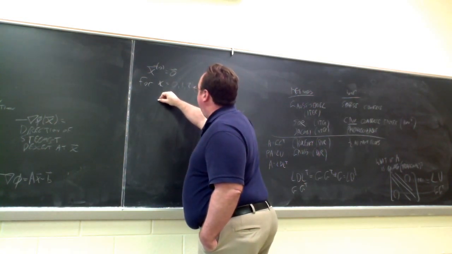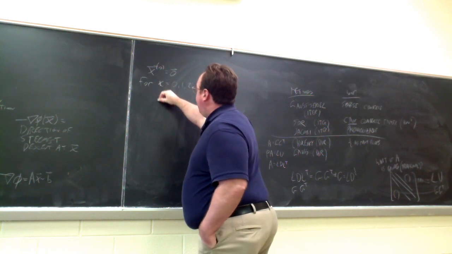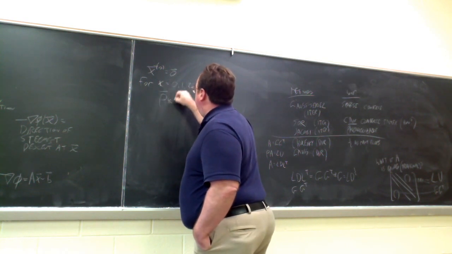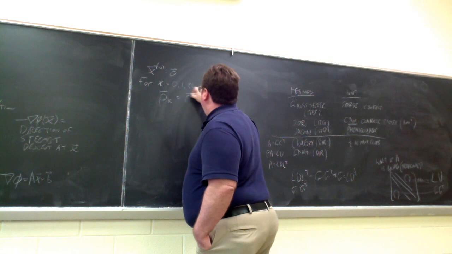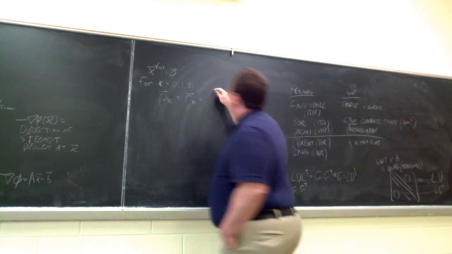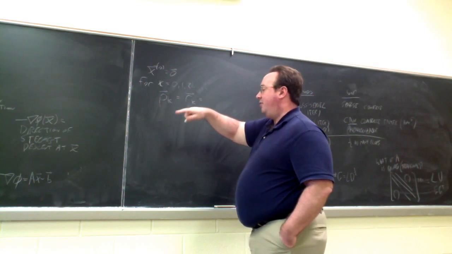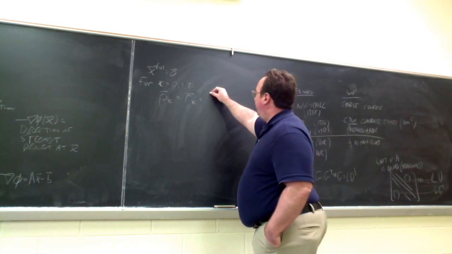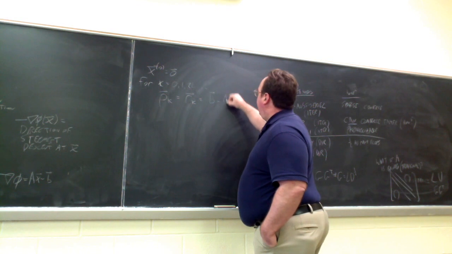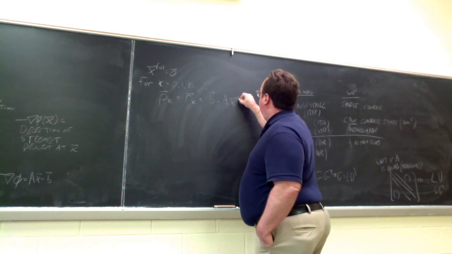So we can let pk be equal to rk, which is minus the gradient. Well, the gradient is Ax minus b, so minus the gradient will be b minus A xk.